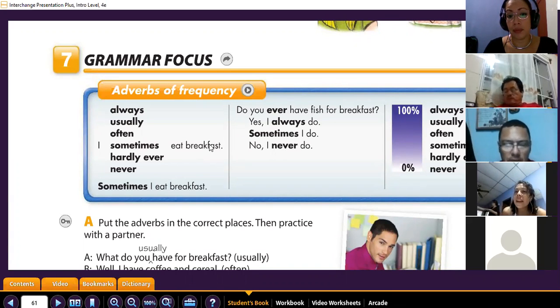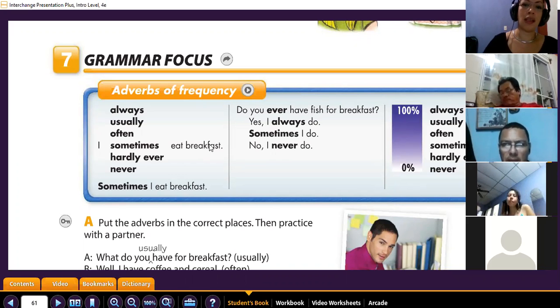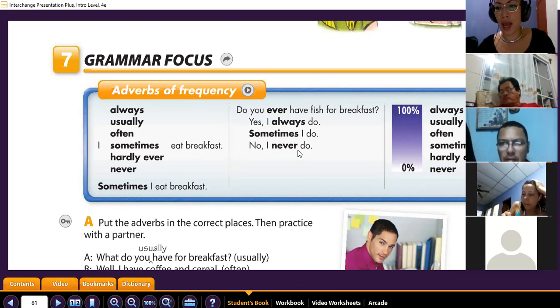Bueno, una: yes, I always do. O simplemente sometimes I do. O no, I never do. Como estamos hablando en presente simple, usamos el auxiliar do, ¿verdad? Y does también para la tercera persona.